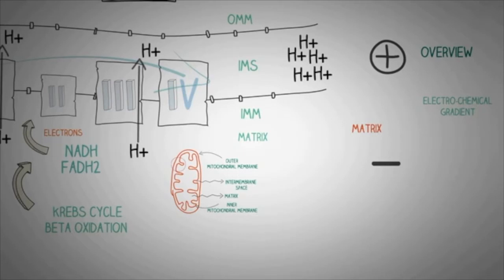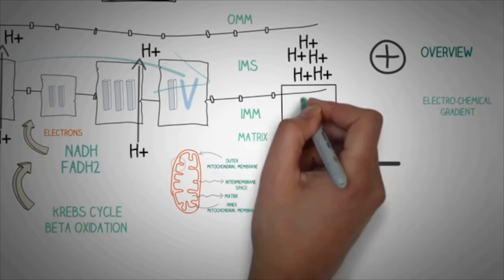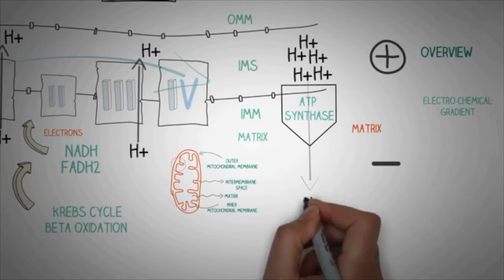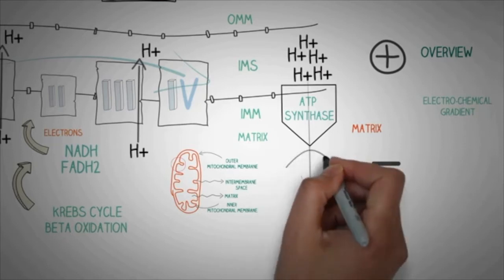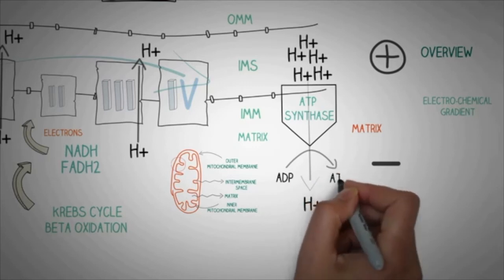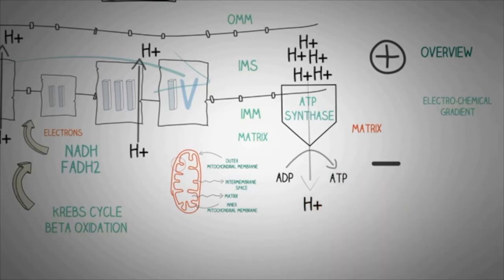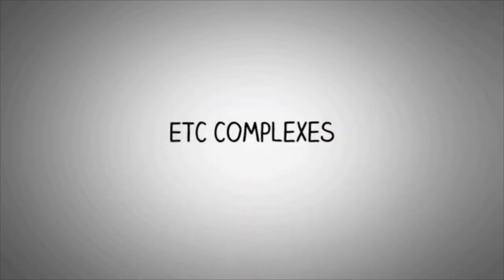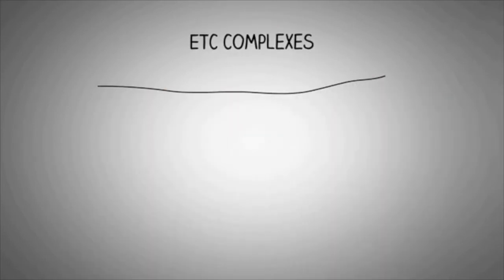So here we require a special transporter. The enzyme ATP synthase comes into play. The ATP synthase transports hydrogen ions into the matrix of the mitochondria and uses the energy generated from the flow of hydrogen ions to phosphorylate adenosine diphosphate into adenosine triphosphate. This is the basis of generation of energy in the form of ATP, which is the currency of energy in our body. Now let's talk about the various electron transport chain complexes.